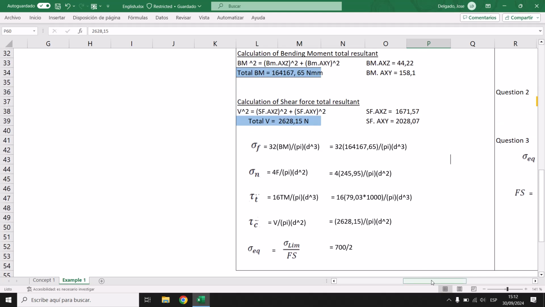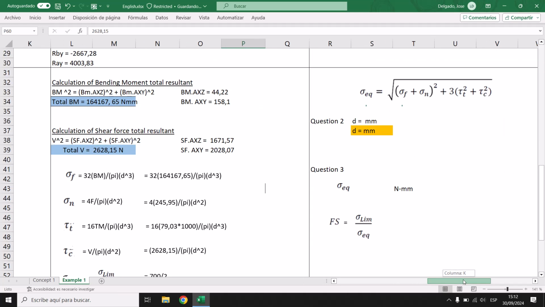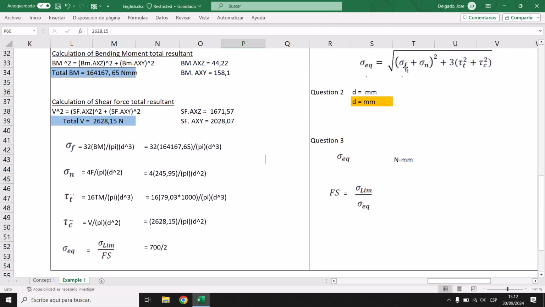So step by step, now we have to do our von Mises criterion, the square root of all of these. You should add our bending stress plus our normal stress, and then square this, plus 3 times the square of our torque stress plus the square of our shear stress, and this multiplied by 3, and then the square of this. So it's good, and if you divide it, it's 350. Maybe with a lot of time for the equation, but just do it.